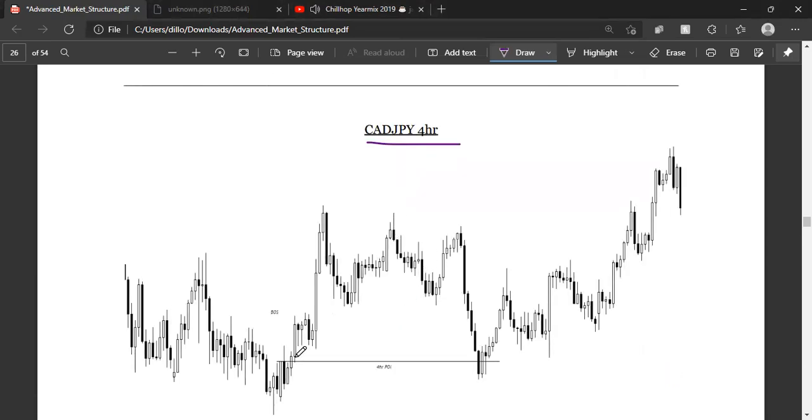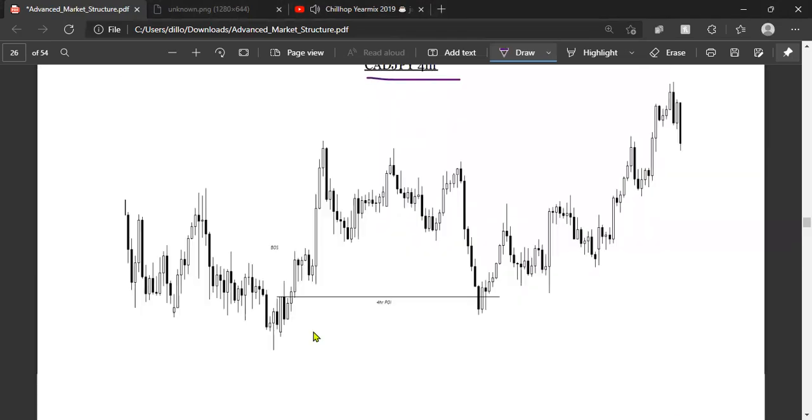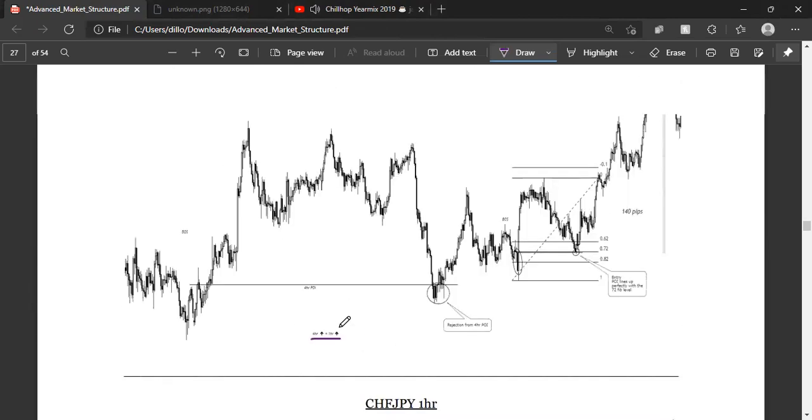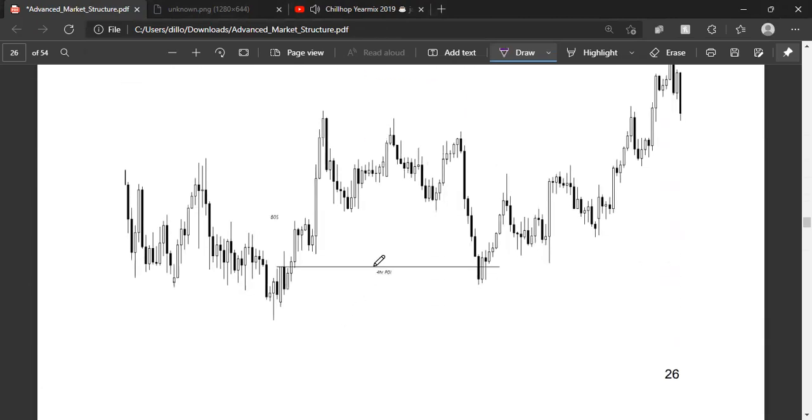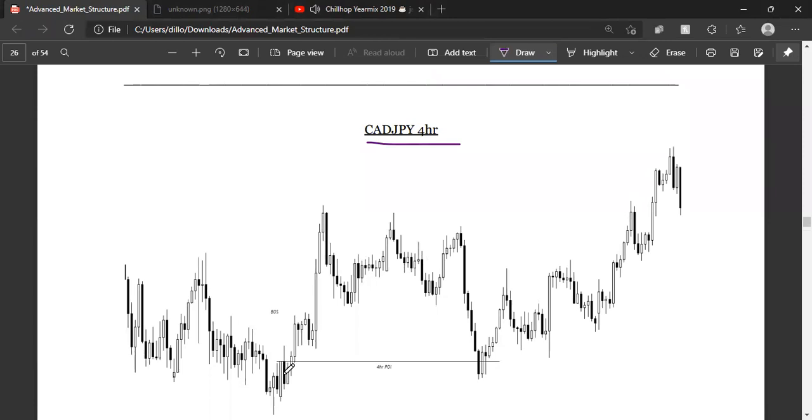So CAD JPY on the 4 hour. This one looks very simple, so let's just get through this one. It's very self-explanatory. Demand zone down here, right? Last down candle had a huge push to the upside, right? Had a huge push to the upside.